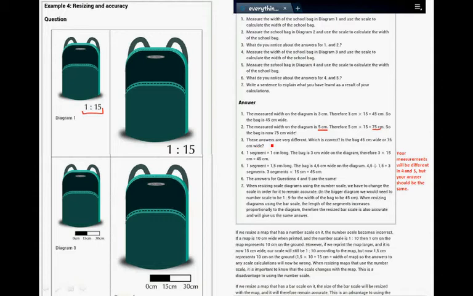Okay, so it doesn't matter which one is correct. The real thing is that you have rescaled the pictures, so therefore your answers are now different. So therefore the scales here are not correct anymore. Okay, the second one.